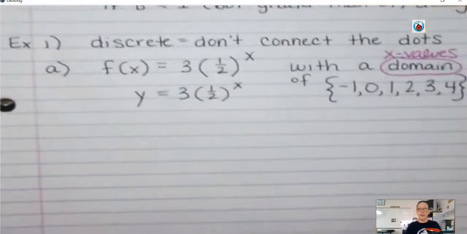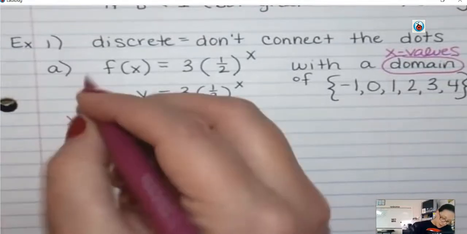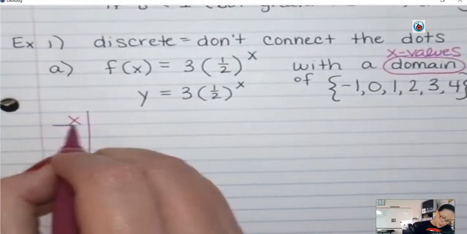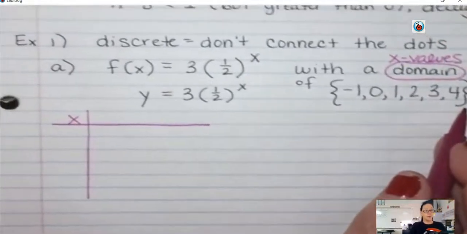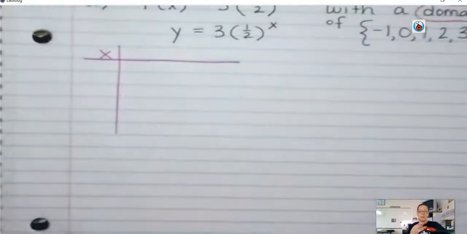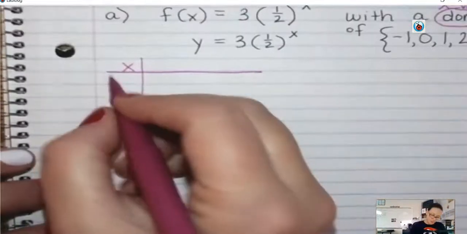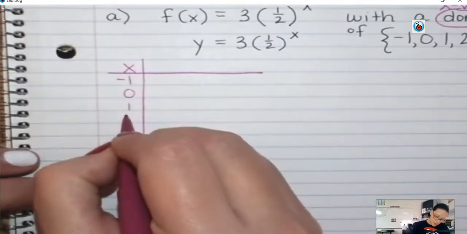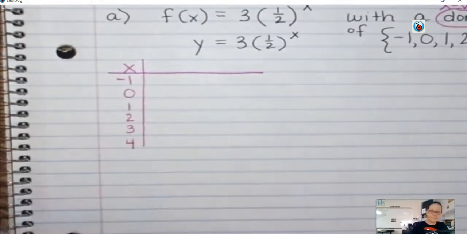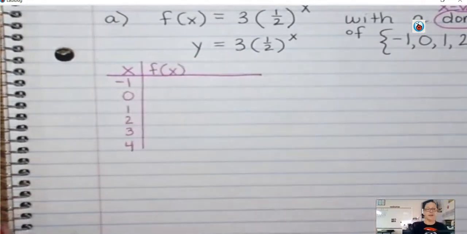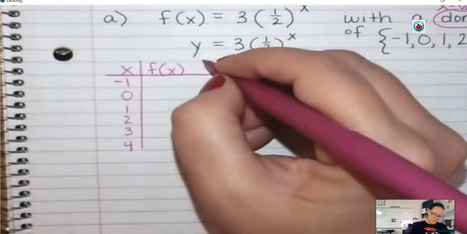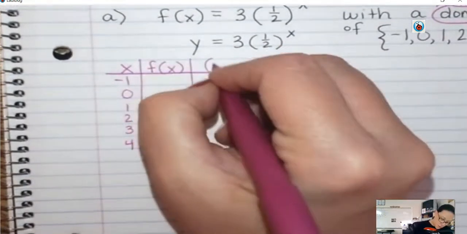Okay, so we're going to create a table. The table is only going to include these x values because that's all the question's asking about. So for my x's, I'm only going to use -1, 0, 1, 2, 3, and 4. Then we're going to use our graphing calculator or Desmos to come up with the y values. And instead of y, sometimes it'll say f of x. And then after we get that, we're going to write down what the points are that we need to graph.